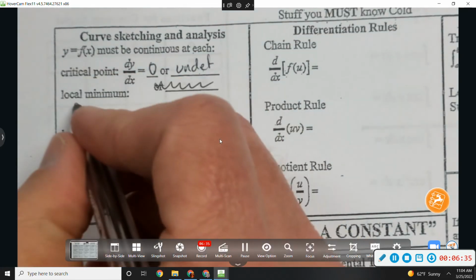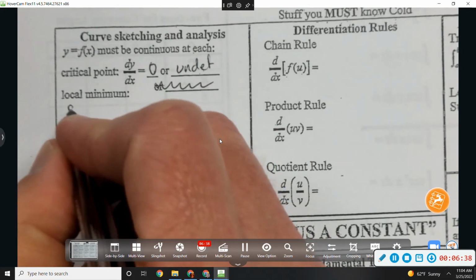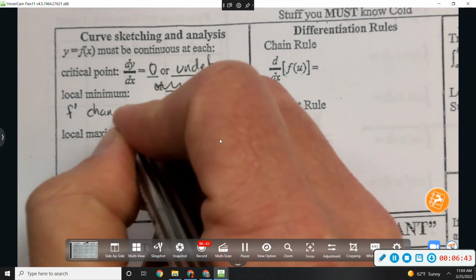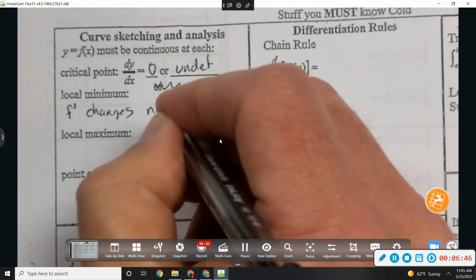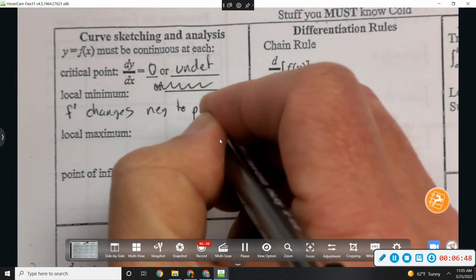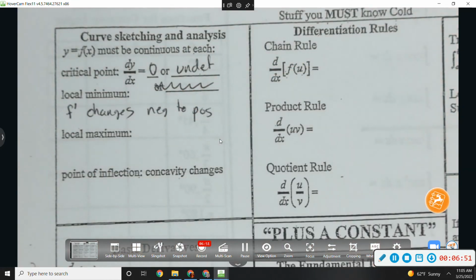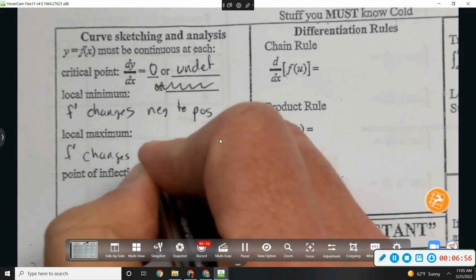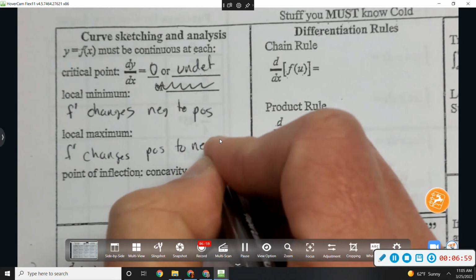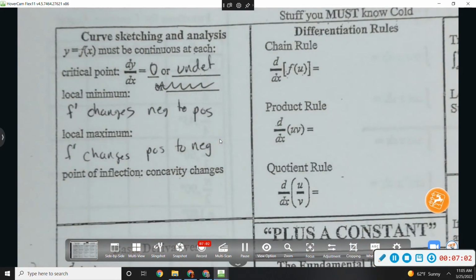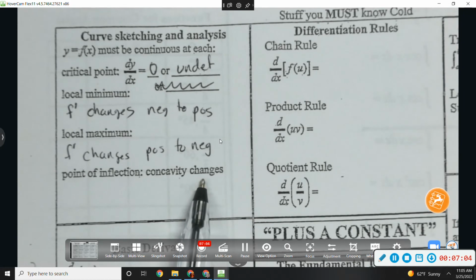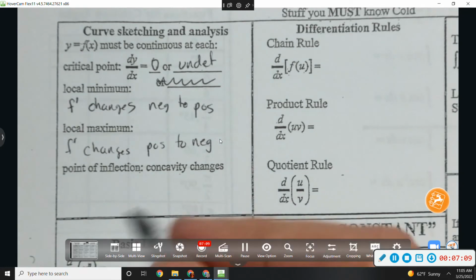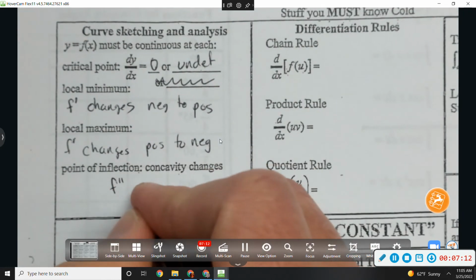How do you know if there's a local minimum? If dy dx goes from negative to positive. A local maximum would be the other way. F prime changes positive to negative. Point of inflection is where concavity changes. It didn't even give you anything else. F double prime changes sign. Yeah, I guess you could write that there. F double prime changes signs.